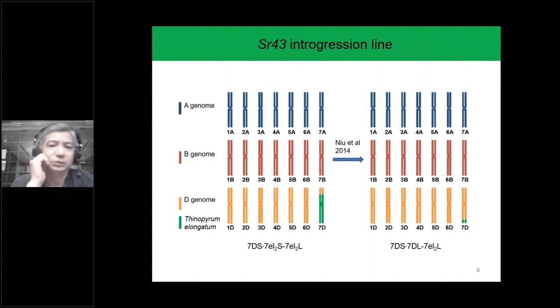SR43 was introgressed from the wild wheat Thinopyrum elongatum more than 40 years ago. The elongatum chromosome segment was shortened from 80% of chromosome 7D to 10% of chromosome 7D. So we thought this is a good material to clone the stem rust gene SR43 with MutChromSeq.